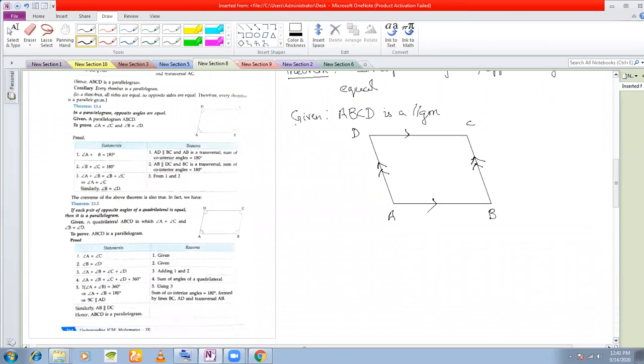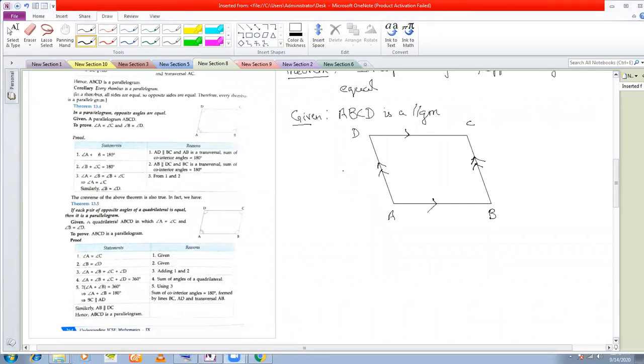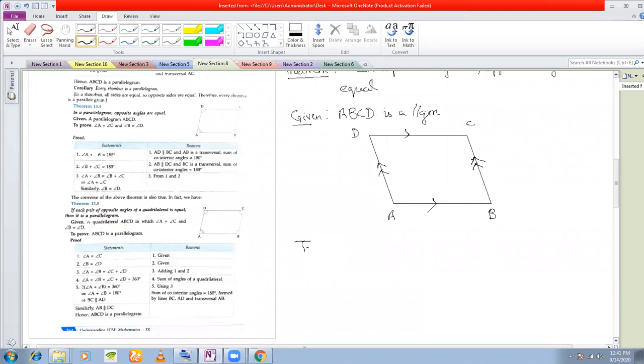And we would like to show that opposite angles are equal. What are the opposite angles? Angle A is equal to angle C, these two angles. And we would also like to show that angle B is equal to angle D. This is what we need to show. Okay, we'll proceed with the proof.